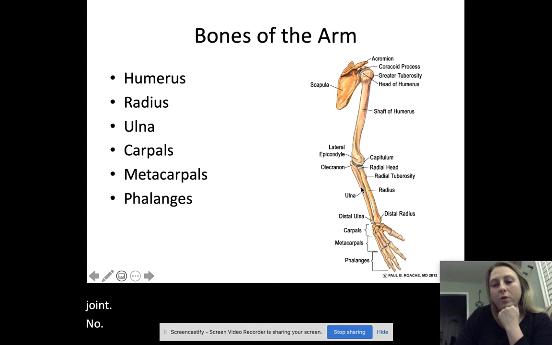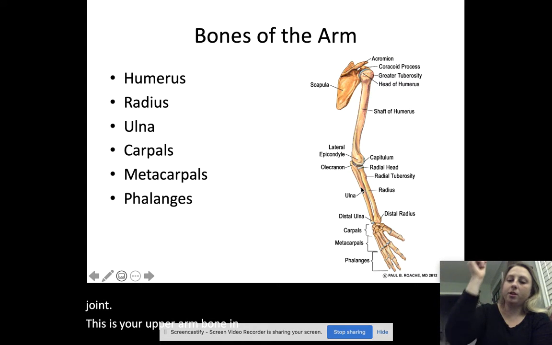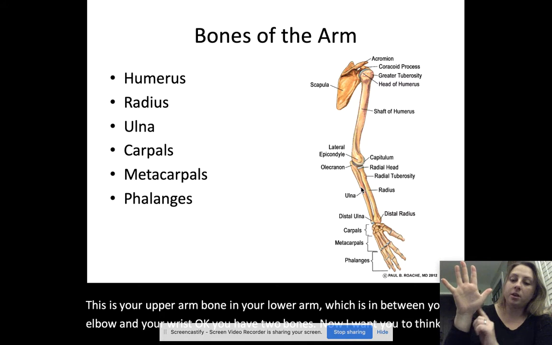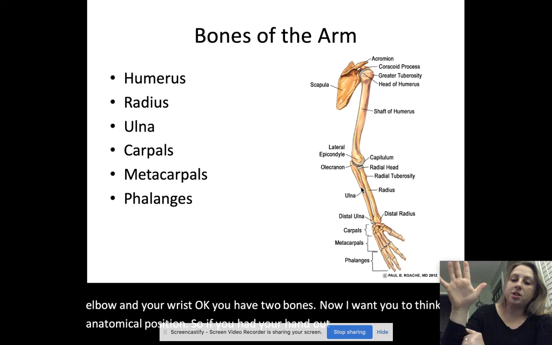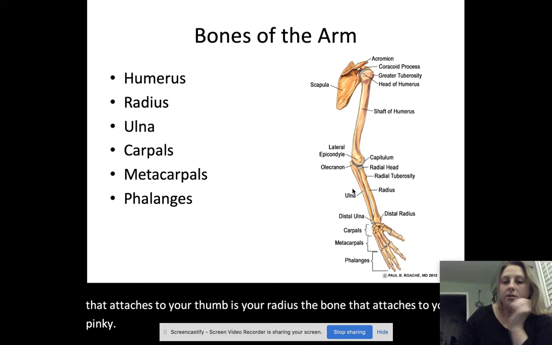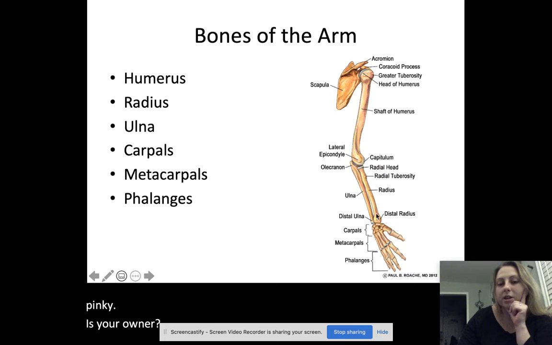Now, this is your upper arm bone. In your lower arm, which is in between your elbow and your wrist, you have 2 bones. Now, I want you to think of anatomical position. So if you had your hand out facing forward, the bone that attaches to your thumb is your radius. The bone that attaches to your pinky is your ulna. So this is the radius, which attaches to the thumb side, and then the ulna, which attaches to the pinky side.